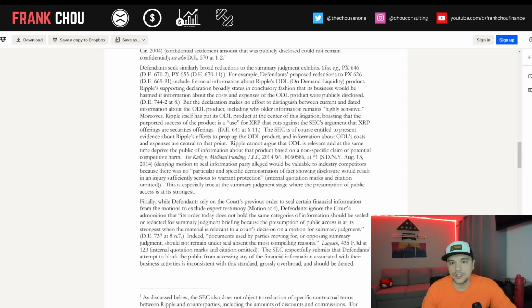Ripple's supporting declaration broadly states in conclusory fashion that its business would be harmed if information about the cost and expense of the product were publicly disclosed, but the declaration makes no effort to distinguish between the current and dated information about the product, including why older information remains, quote, highly sensitive. Ripple itself has put its product at the center of litigation, boasting that the purported success of the product is a use for XRP that cuts against the SEC's argument that XRP offerings are securities offerings. The SEC is, of course, they argue, entitled to present evidence about Ripple's efforts to prop up ODL.